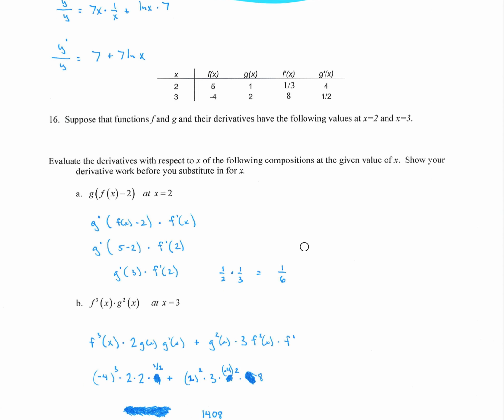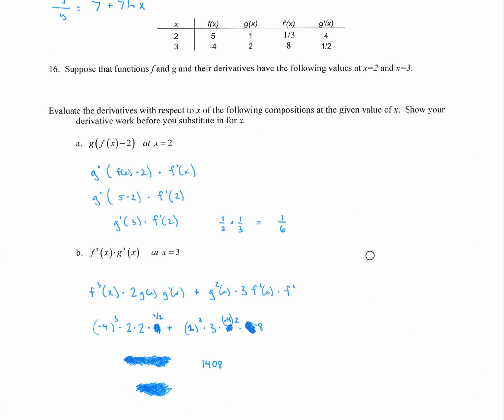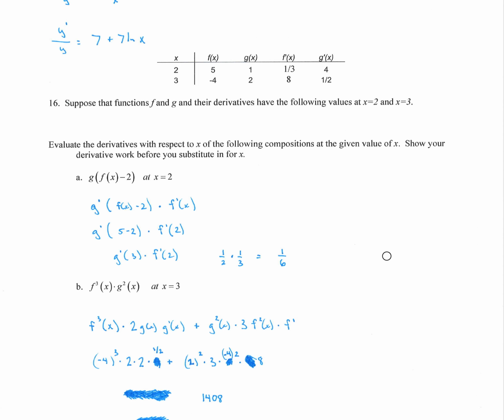And then 16, I guess that's the last one. It's all about this chain rule table. Just remember this is like the definition of the chain rule and just being careful. So it looks like I take the derivative of g, and so I get g prime of f of x minus 2 times the derivative of the inside, which is just f prime, and then I plug in 2. So I'm doing f prime of 2, f of 2 minus 2. f of 2 is 5, 5 minus 2 is 3, so then I need to do g prime of 3 times f prime of 2, and you can find those values in the chart.